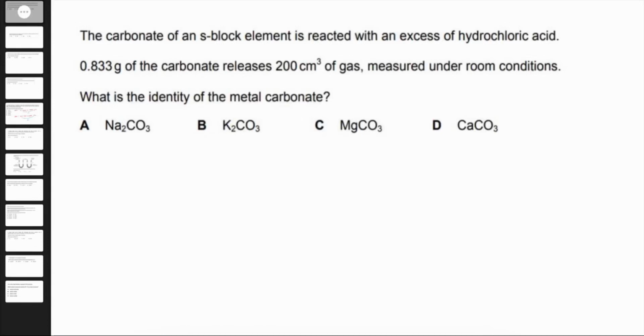Welcome everybody. Today I'm going to start solving some past paper questions in paper 1 about the topic of moles. So before we start, just pause the video and read this question carefully.